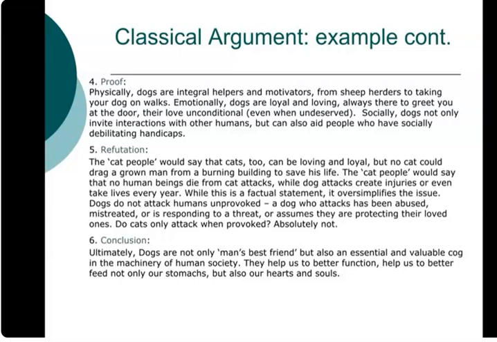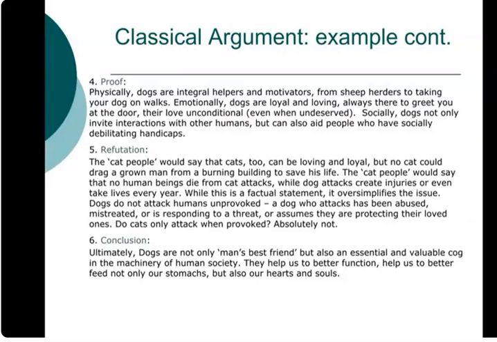The cat people would say that no human beings die from cat attacks, while dog attacks create injuries or even take lives every year. While this is a factual statement, it oversimplifies the issue. Dogs do not attack humans unprovoked. A dog who attacks has been abused, mistreated, or is responding to a threat, or assumes they are protecting their loved ones. Do cats only attack when provoked? Absolutely not. And in conclusion, dogs are not only man's best friend, but also an essential and valuable cog in the machinery of human society.